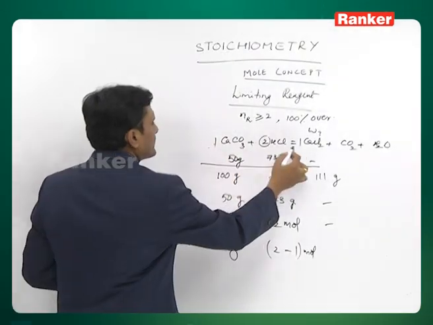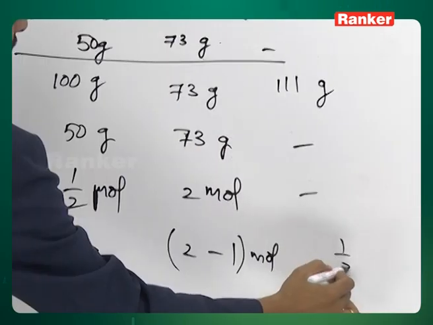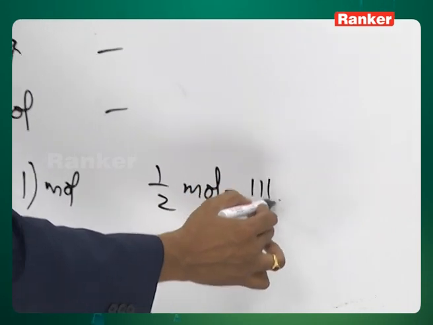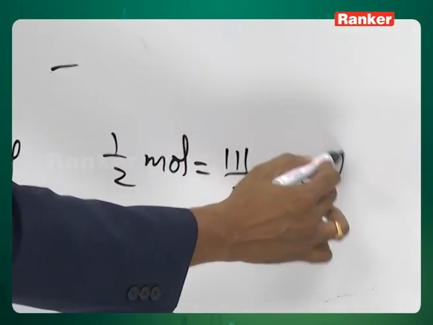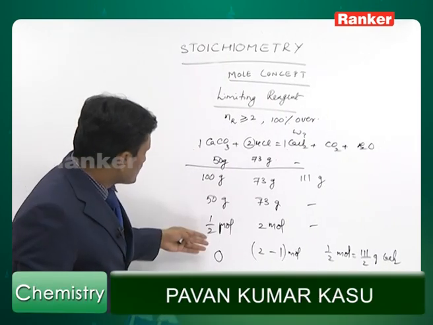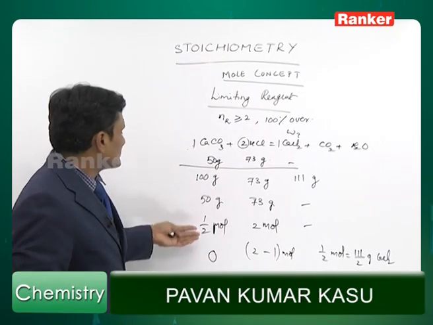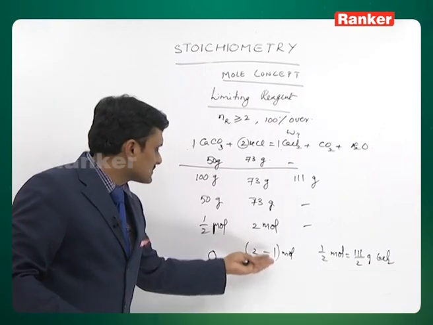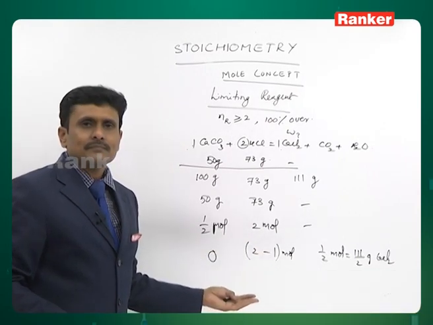For every 1 mole you are getting 1 mole. For every half you will be getting what? Half mole of CaCl2. That is 111/2 gram of CaCl2 is obtained. Now when I take this as the limiting reagent, since it is getting completely consumed during the course of the reaction, the other substance is remaining, you can see here.